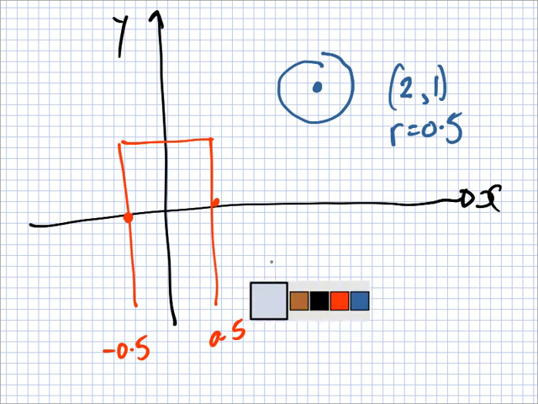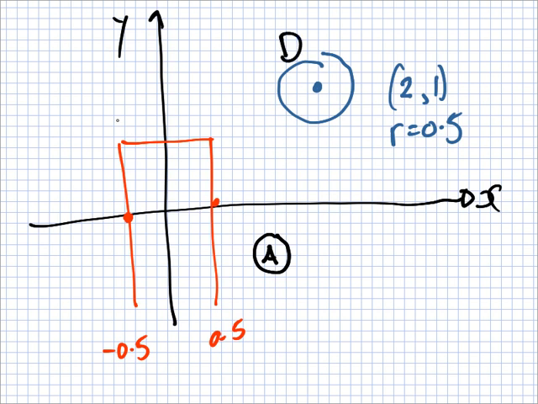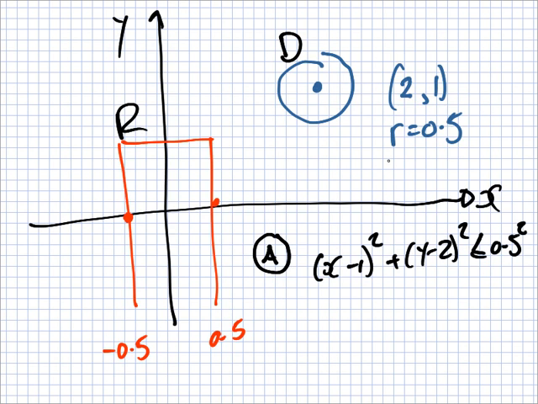Statement A. That's D, isn't it? And that's R. They're saying the equation of the circle is x minus 1 squared plus y minus 2 squared less than or equal to a half squared. That is wrong, only because they mixed up the x and the y. The x should be 2 and the y here should be 1. So that is false.